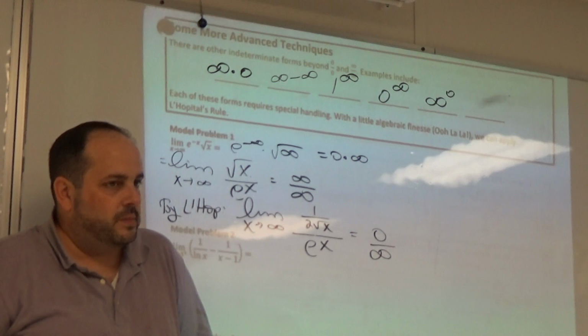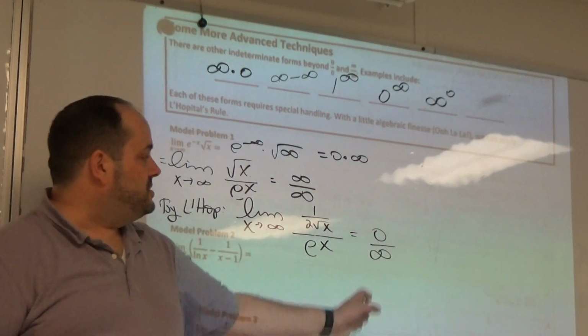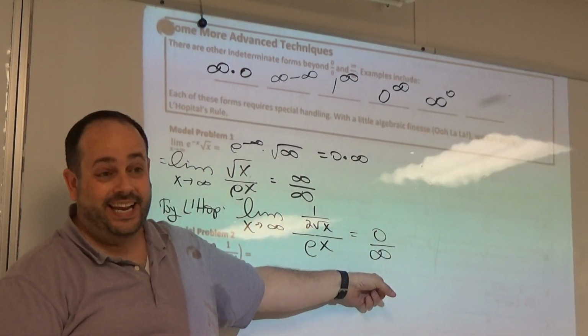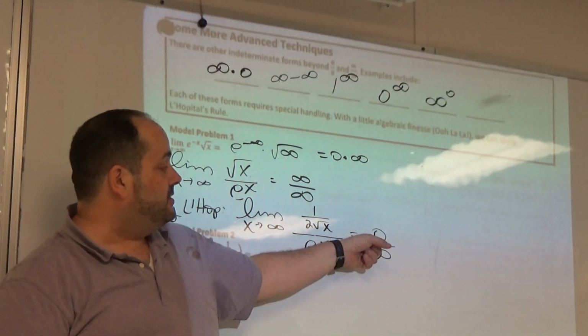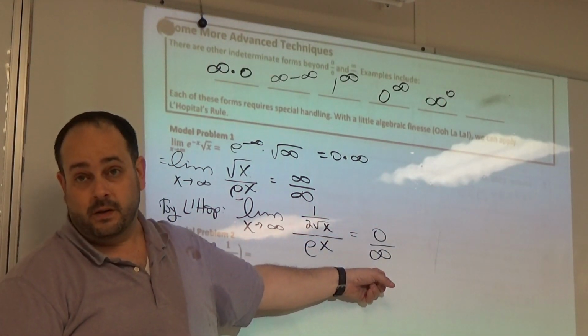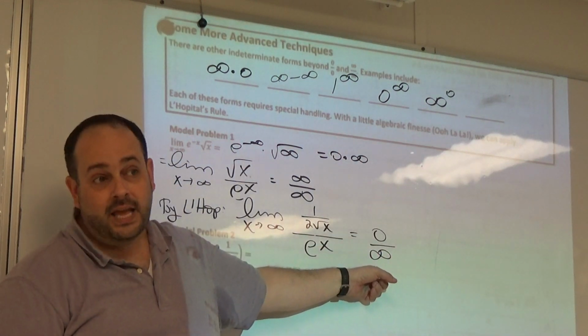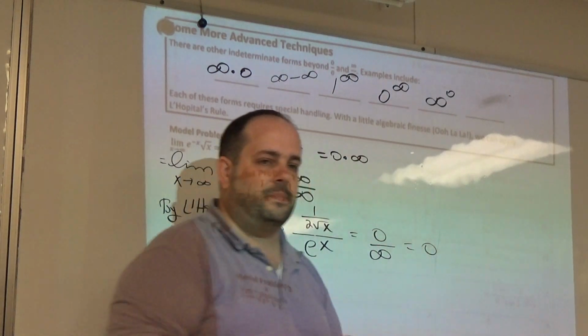Is that one of the indeterminate forms? Nope. 0 over 0 is an indeterminate form. Infinity over infinity is an indeterminate form. This isn't an indeterminate form. 0 divided by a number is 0. A number divided by infinity is 0. So your final answer here is just going to be 0.